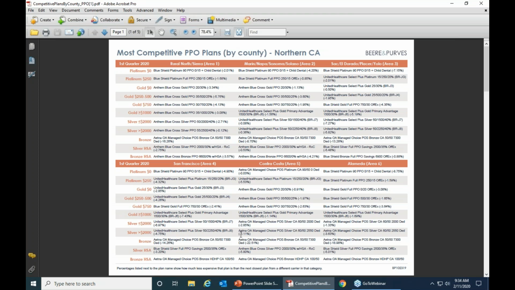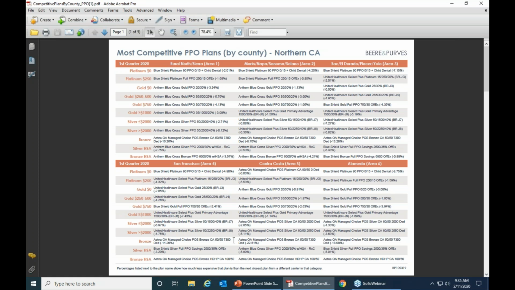But let's go down to Bronze. Now, if I have a Bronze plan, and we're looking at Aetna, and you see where it says minus 22%. That is unbelievable. We rarely see a 22% differential between Bronze plans. So in this example, if I'm looking for a very cost-efficient catastrophic plan design, I would put my group on an Aetna plan, because the next most competitive plan design is 22% more expensive.